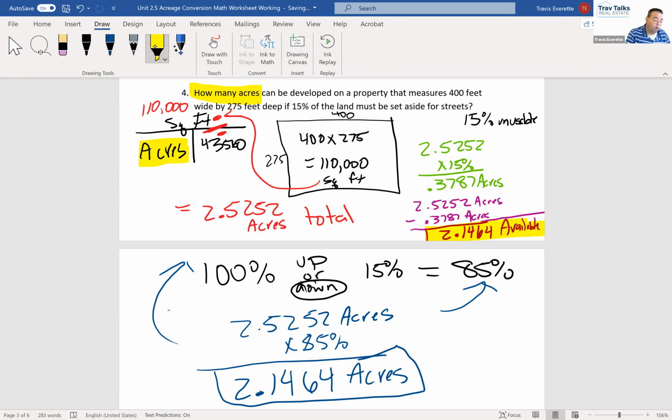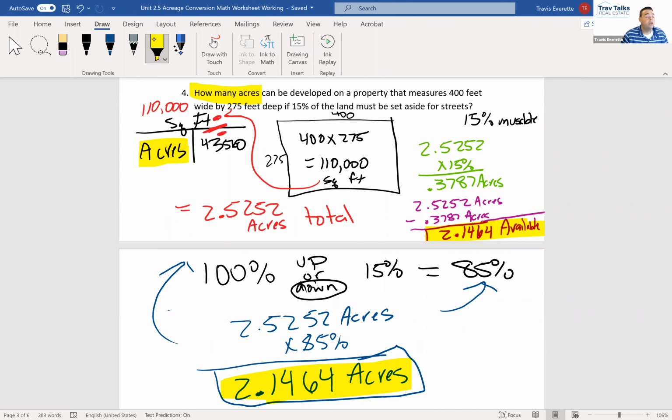So it doesn't matter whether you do it this way, where you calculate the 15% and then subtract it, or if you do it this way, where you just subtract 15% from 100% and then multiply times what's left, which is 85%. Either way will work. And it's really what you're more comfortable with.